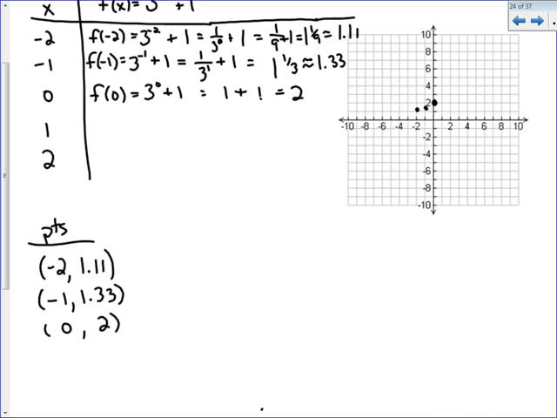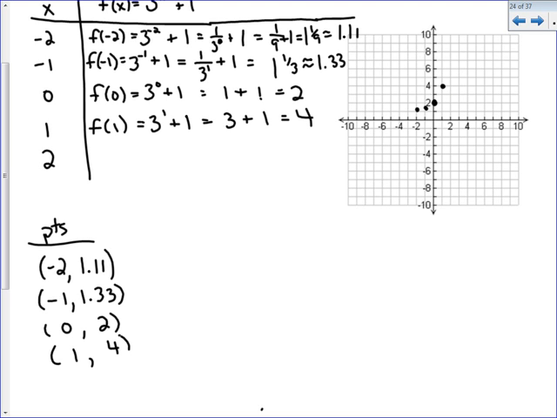To find the y value for 1, these graphs aren't exciting, you take 1 and plug it back into the function. So f of 1 is 3 to the 1st plus 1, which gives me 3 plus 1, which is 4. My point: the x value is 1, the y value is 4. So I'm going to go over 1 in the x direction and then up 4 in the y direction. You can see we got a little more curve coming in.